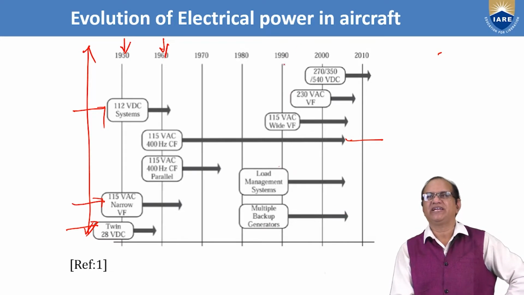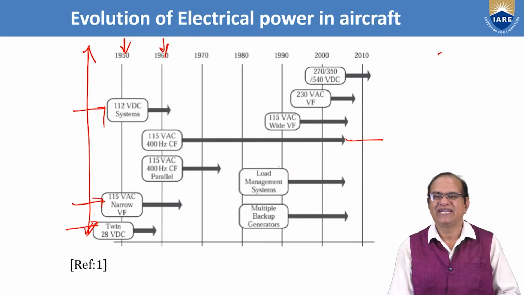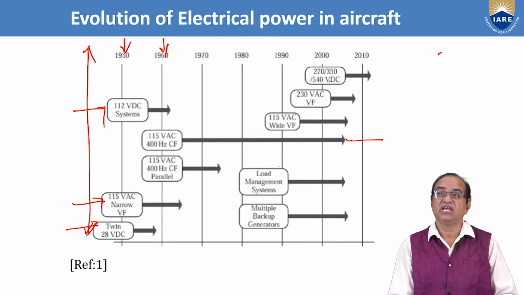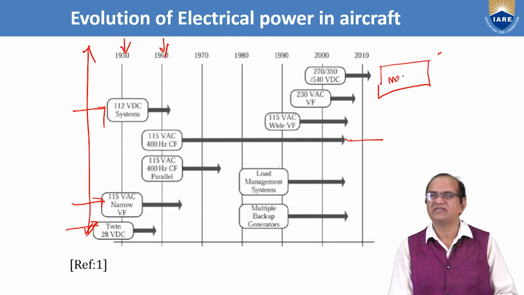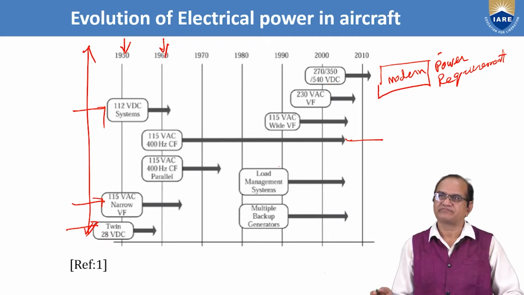As you go from 1990 to 2000, a very specific development has taken place. 270 volt DC, and 350 by 540 volt DC, has been developed. And this is the modern power requirement.